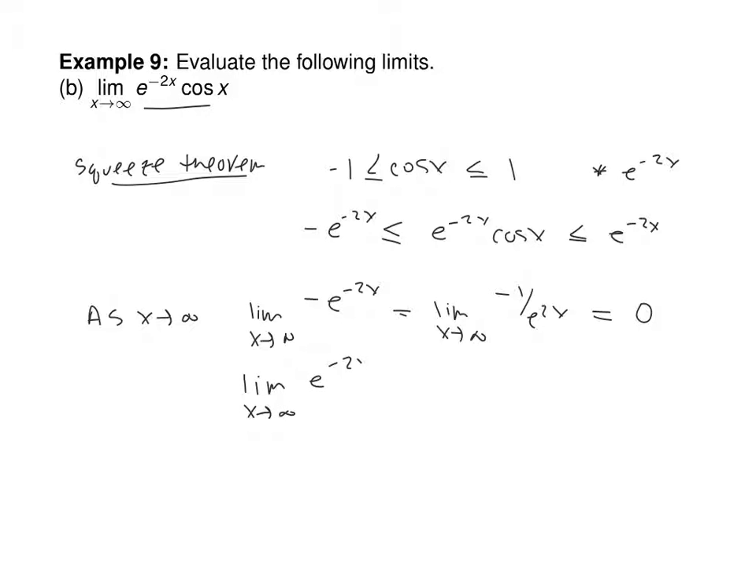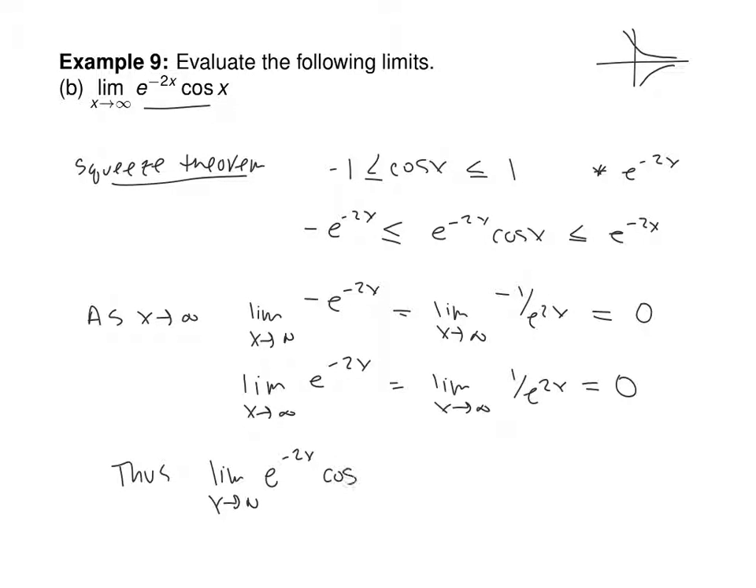E to the negative 2x. How's that going to be different? It's 0. It's also going to be 0. But what you really have is one function approaching from the top and one approaching from the bottom, right? And so thus, what is the limit that you care about? What does it have to be? 0. It has to be 0, by the squeeze theorem.